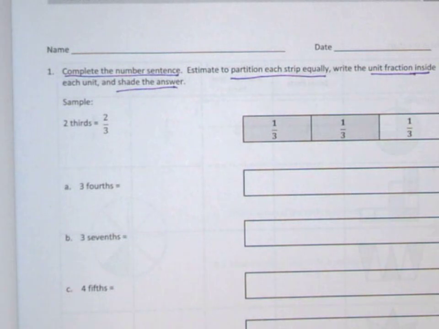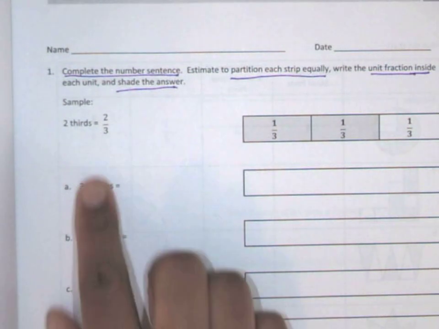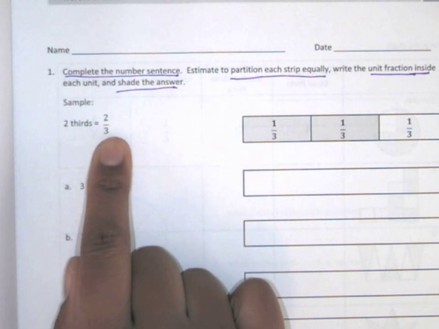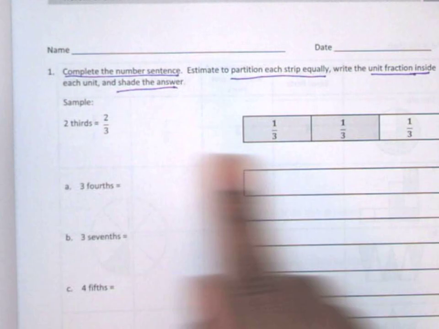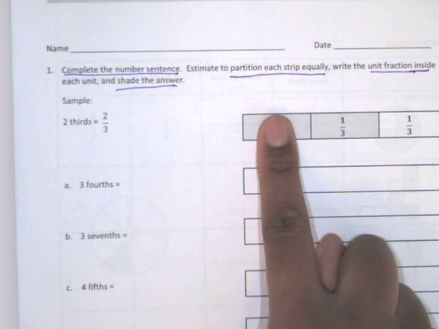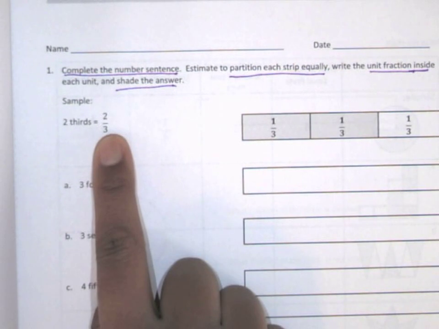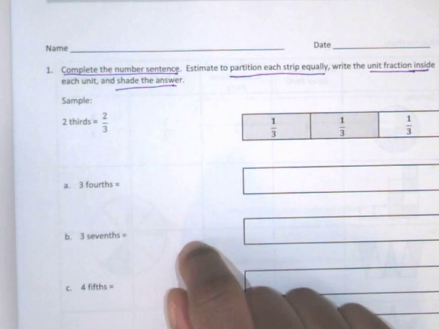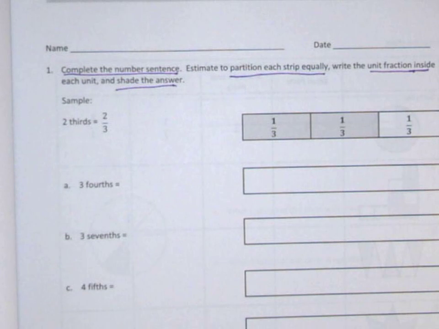So let's look at the example that is done for us. It says 2/3 equals, and they want you to write it in unit form, 2/3. And then they had to partition this rectangle into thirds. You have 1, 2, 3, each is 1/3. And then we need to shade the 2/3 that's given to us. So they went back and shaded 2 of those thirds. Let's practice on our own.